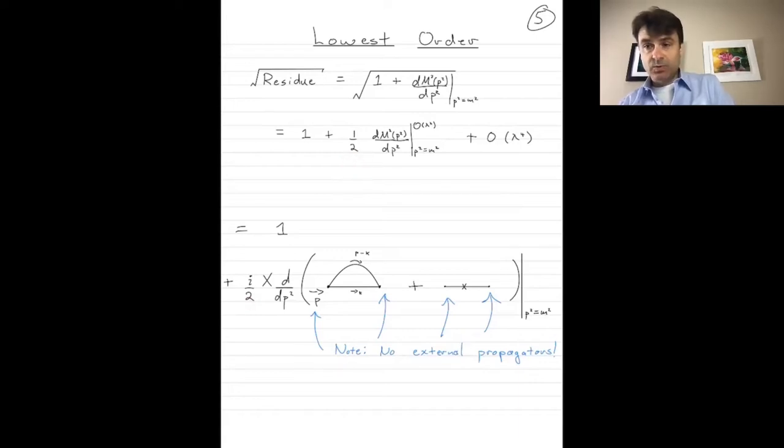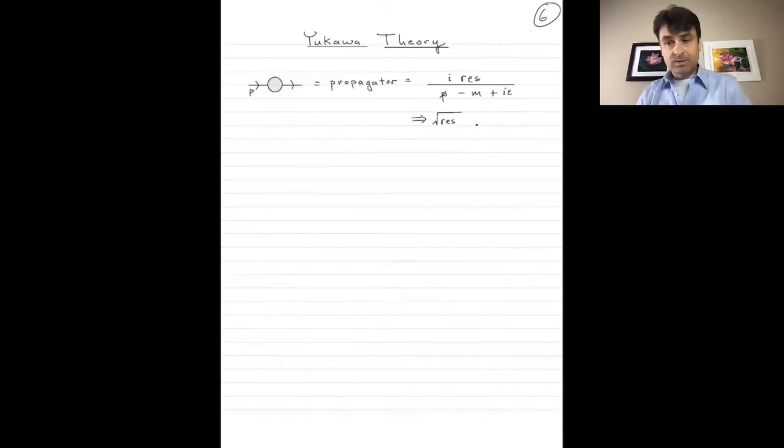Okay, so I'm not going to go through that calculation, but you could do that now, right? And then you would have the square root of the residue. And if you're calculating a scattering cross-section of phi cube theory, the truncated diagrams would come with each external leg multiplied by that square root of the residue. So that was for phi cube theory.